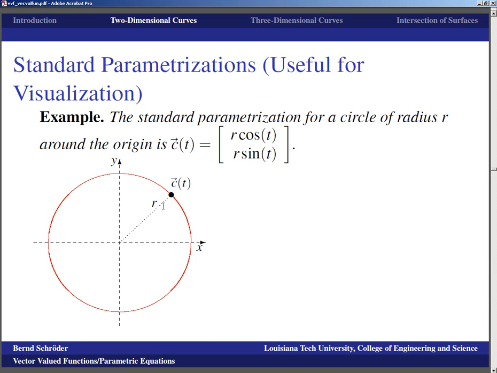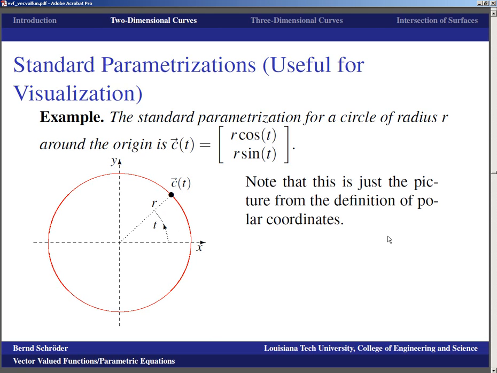Well, here's the distance from the origin, which is r, the radius of the circle. And here, this angle, that actually is t, that is this parameter t here. And what we notice is that this is just a picture from the definition of polar coordinates. So again, even though it's something that I would recommend to memorize, it is also connected to something that we have already discussed in pre-calculus. It is nothing but polar coordinates, and we don't have to look at the animation here, I hope.